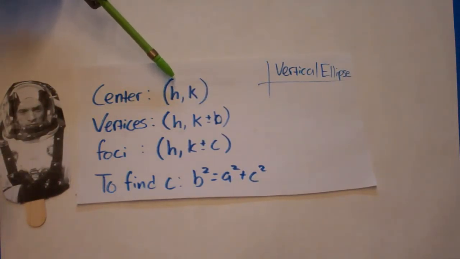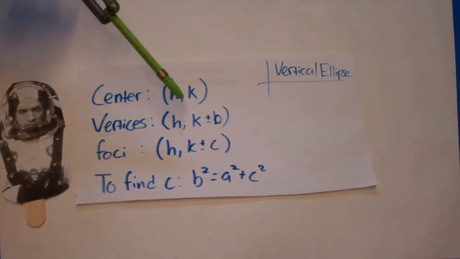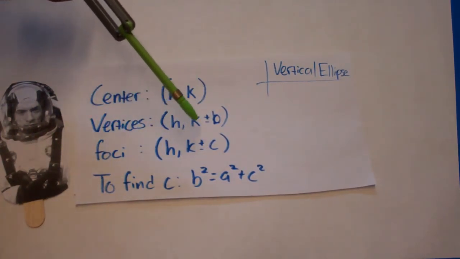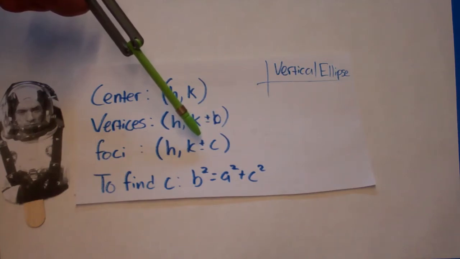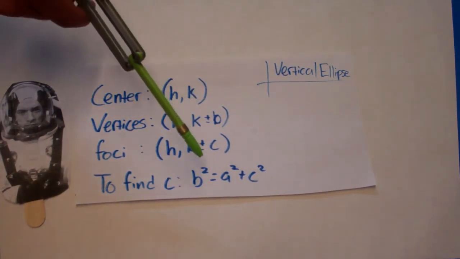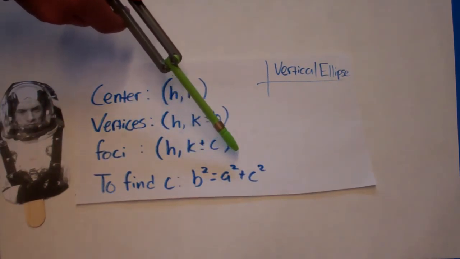Notice how the center stays the same. However, the vertices are now (h, k plus or minus b), and the foci are now (h, k plus or minus c). And then, to find c, the equation is now b squared equals a squared plus c squared.